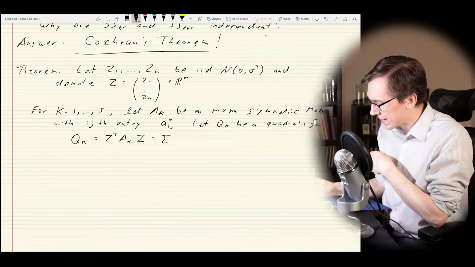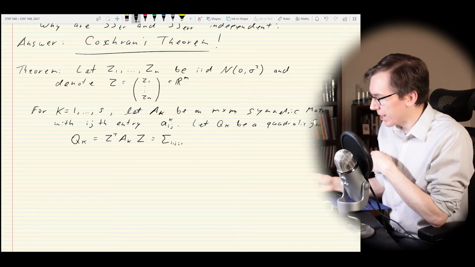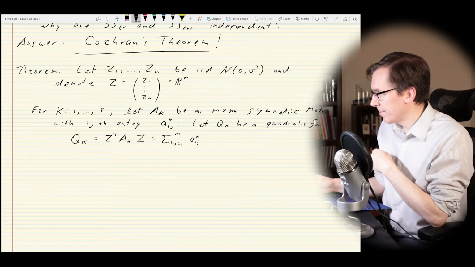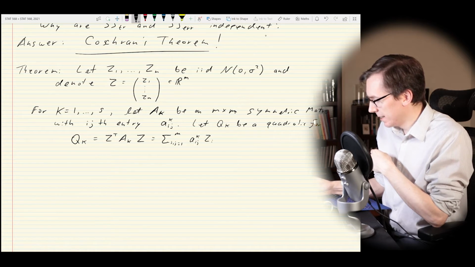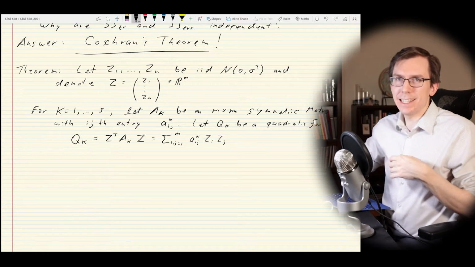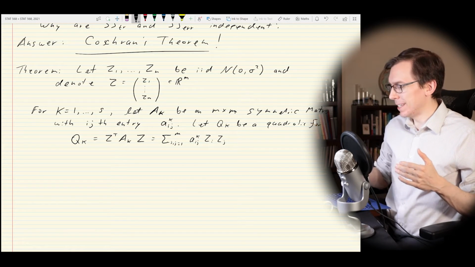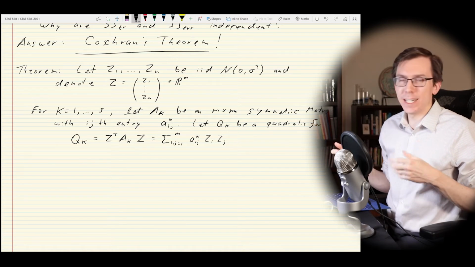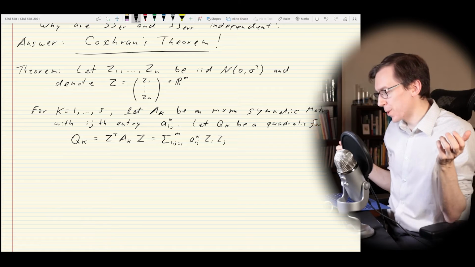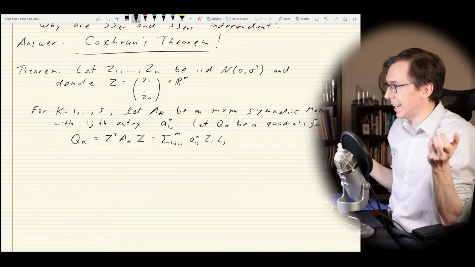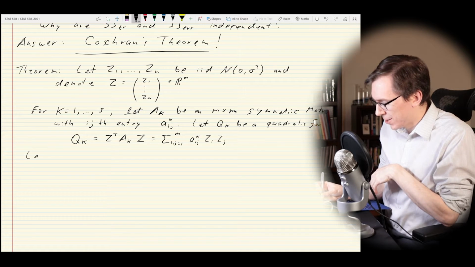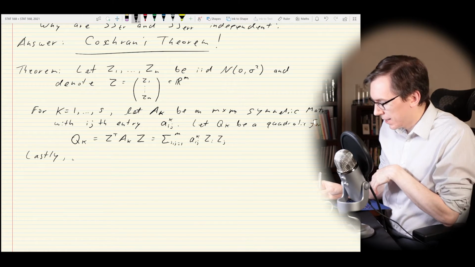If we write this out as a summation, we just have the sum over i, j from 1 to m of a_ij^k z_i z_j. So what this is, it's a sum of the z_i times the z_j over all indices i and j with some coefficient out front corresponding to this matrix A_k. Great. And then lastly, this is all still the setup of the theorem.